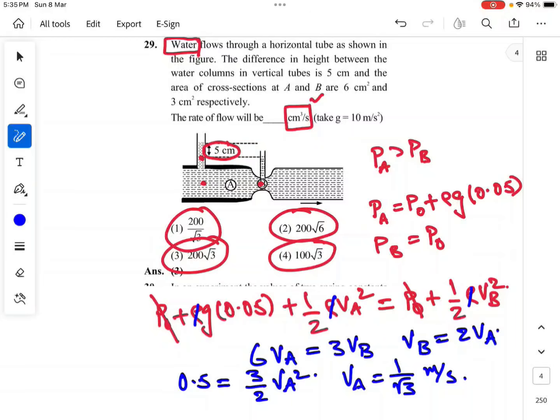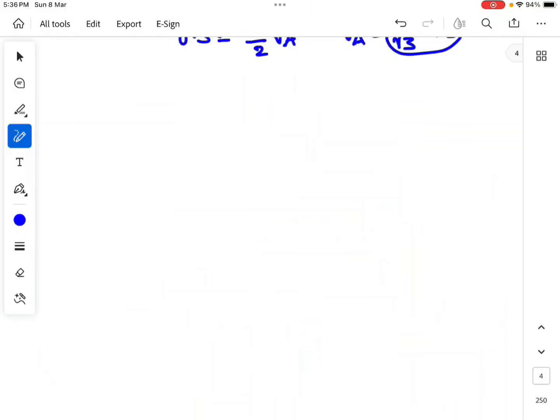Now when you want volume flow rate, you just have to multiply with the area. And even this has to be converted into centimeters. So that will be 100 by root 3 multiplied by the area at A. Area at A is 6 centimeters square. So that will give you 200 root 3 as the answer. Okay? Chalo, let us go to the next question.